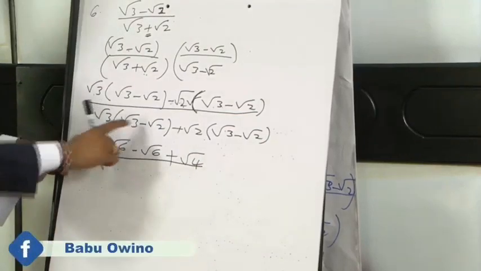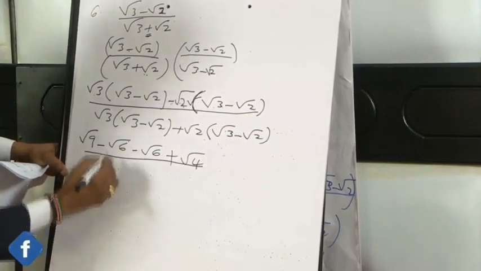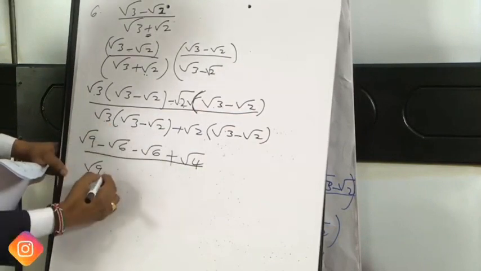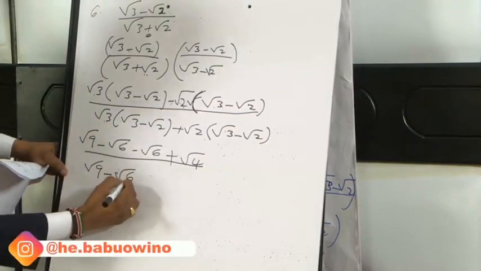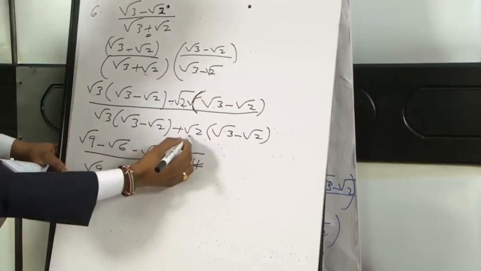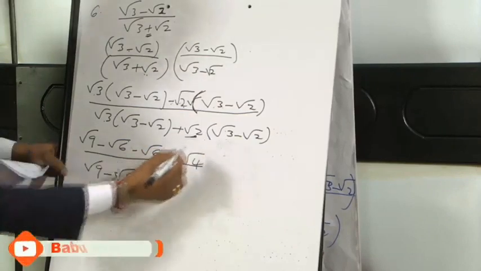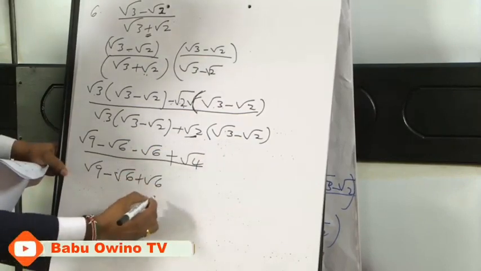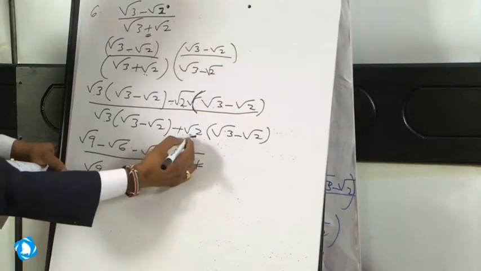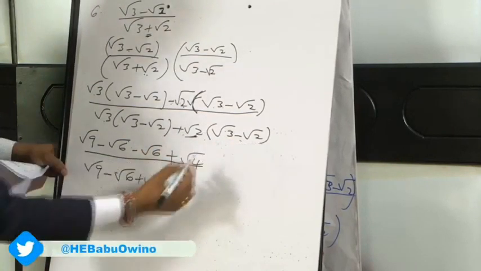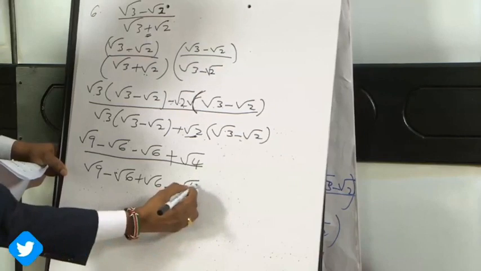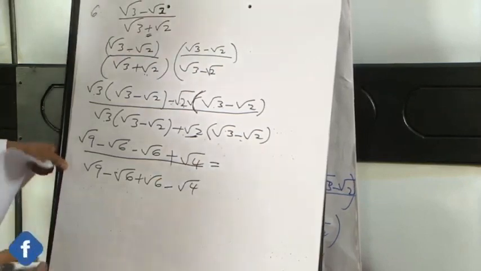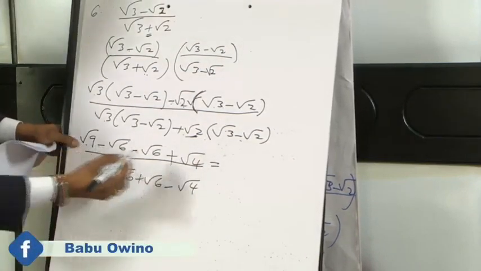root 3 times root 3 is root 9. Root 3 times minus root 2 is minus root 6. Root 2 times root 3 is plus root 6. Then plus root 2 times minus root 2 is minus root 4. What do we get from here? Root 9 is 3.